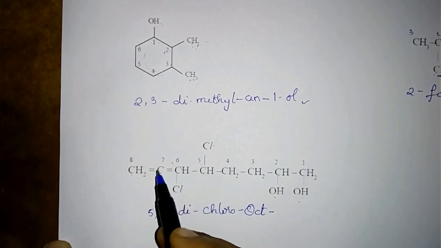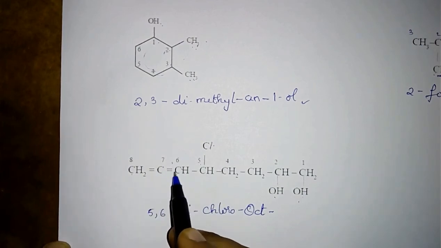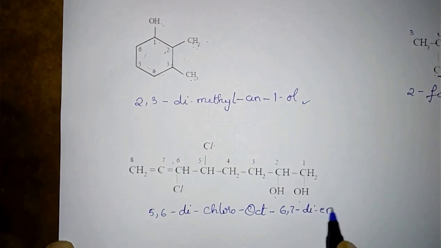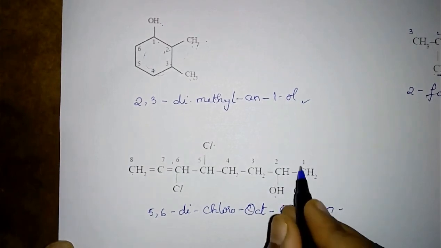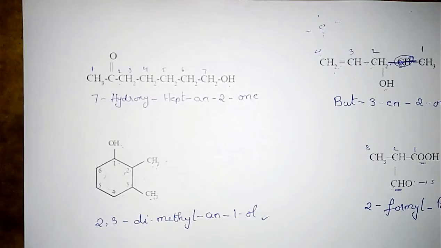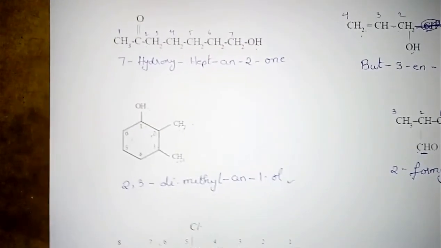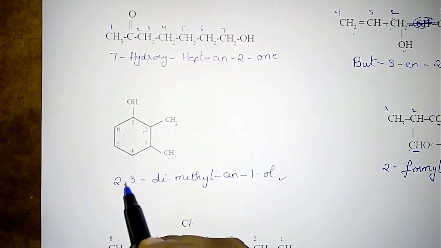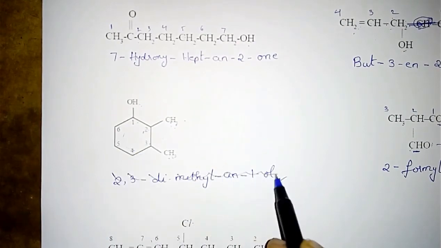Next one is our unsaturated compound. Is any double bond or triple bond present? Yes, double bonds are present on the 6th carbon and 7th carbon. So you will write 6, 7. Both are double bonds, so you will write di-en. And our functional group: 1,2-diol. So this is the name of the compound. Okay, one minute. Just now I saw, this is wrong because it is a cyclic compound. I have not considered this part. So not this one; this is the name.